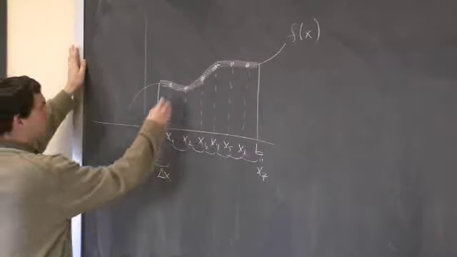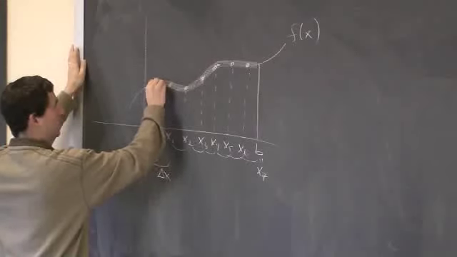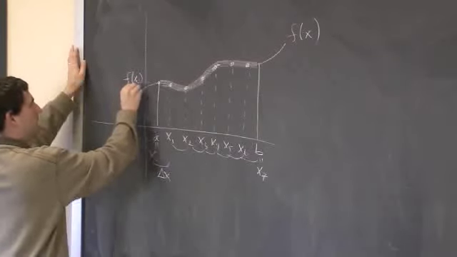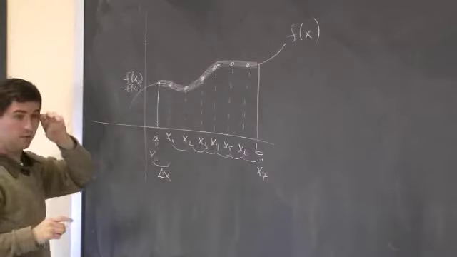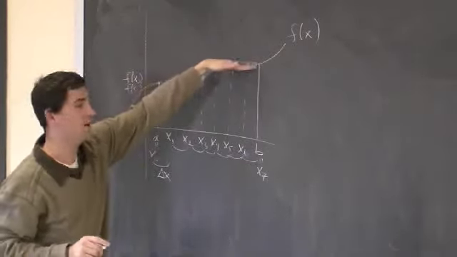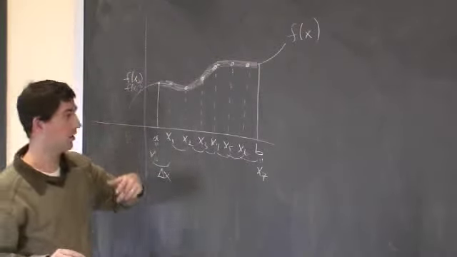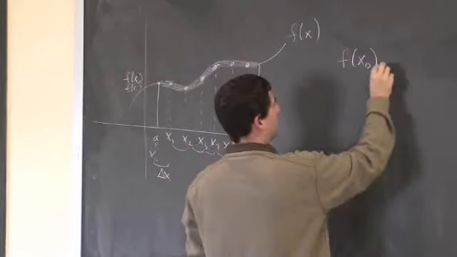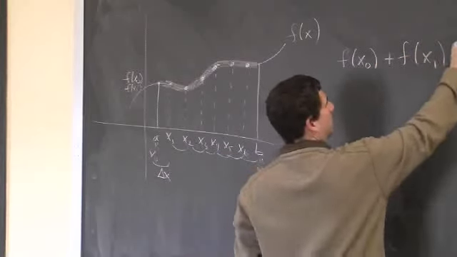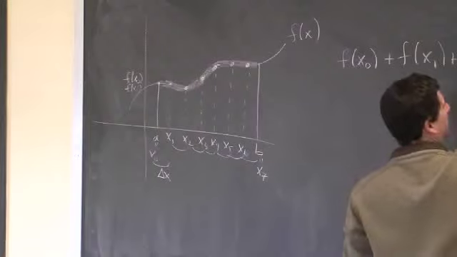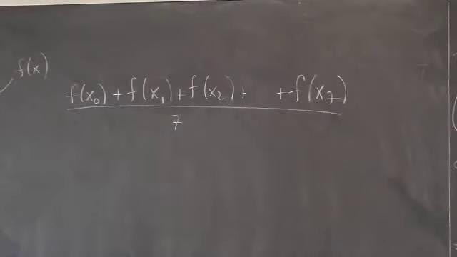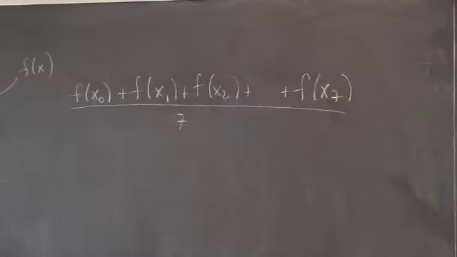So what would this give us? Well, at this point, for instance, at x0, you get f of x0. And at this point, you get f of x1. And so what you guys said we should do is take the value at each of these points, add them up, and then divide by the number of values you took. So you could do f of x0 plus f of x1 plus f of x2 plus, up to f of x7. And then we're going to divide by 7. Okay, and that would give us a first approximation. I guess, actually, there's 8 of these, aren't there?